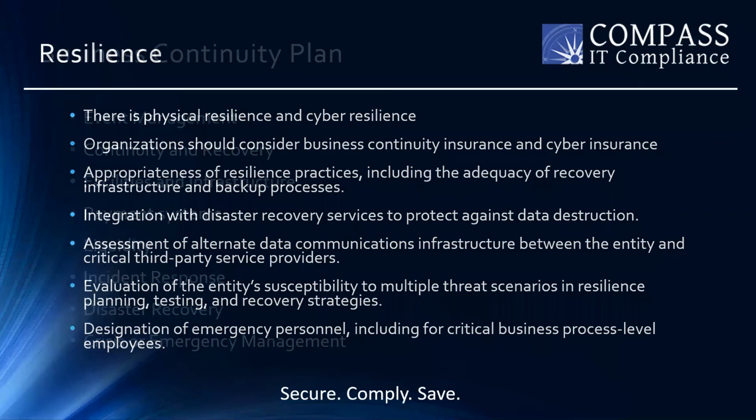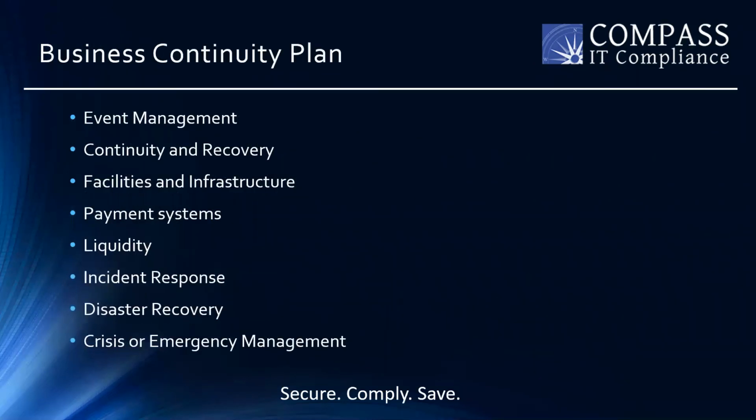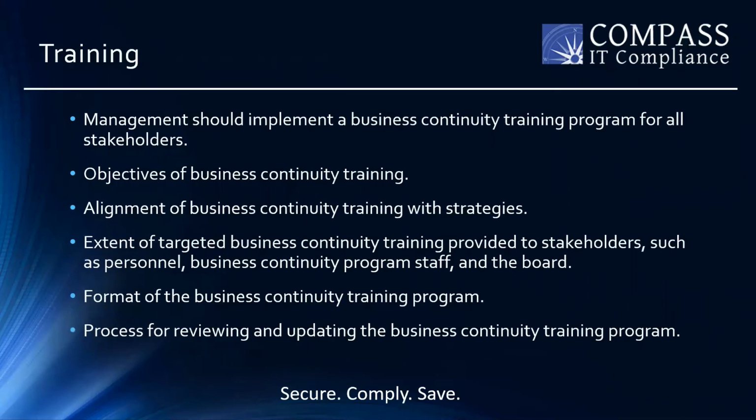Okay. And winding down on the plan itself. Looking at business continuity, the plan, we've got event management, continuity recovery, facilities infrastructure, payment system, liquidity, incident response, DR, all these things we mentioned earlier. A lot of them we drilled down on, but these are examples of what facets would be in a typical plan. And no plan of any kind has any value, even if it's the best plan, if we don't train our staff on how to use it.